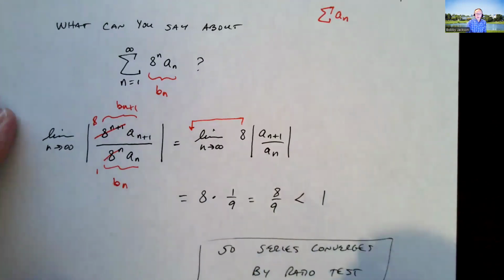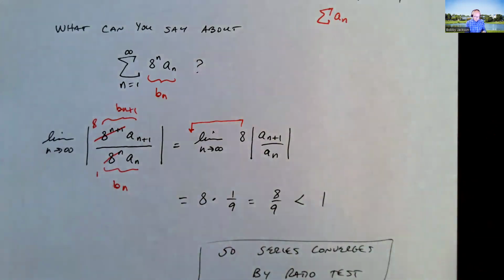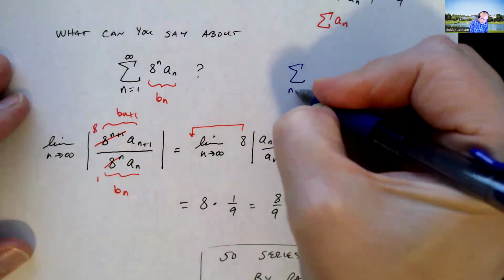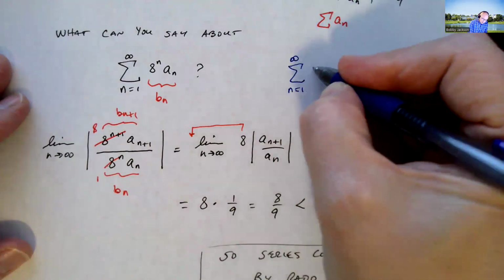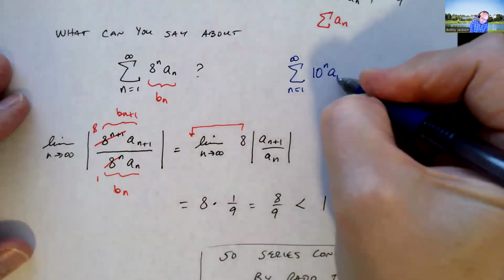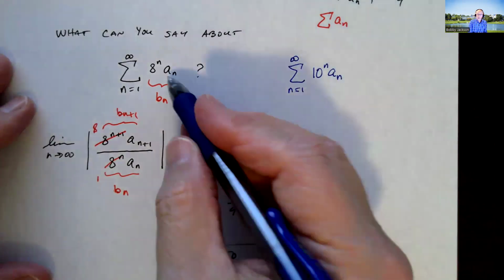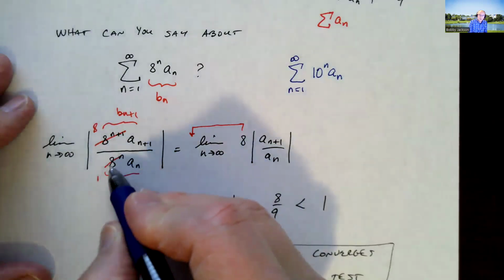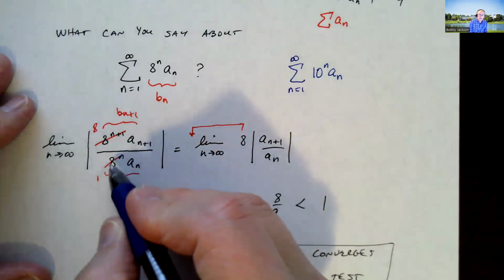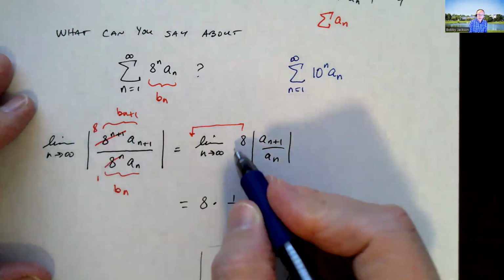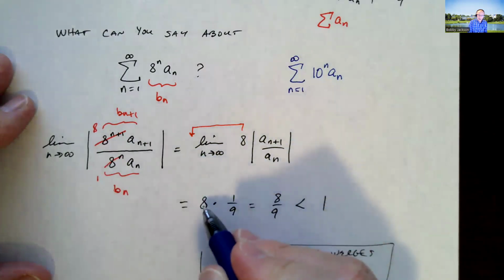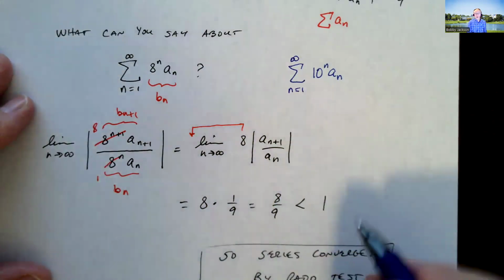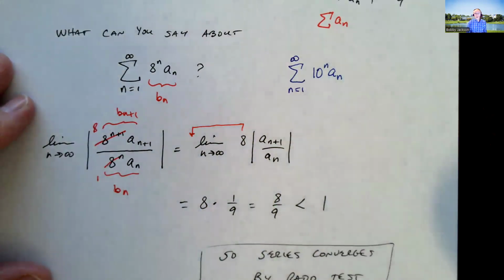Okay. Now, think about this. What if your series, instead of 8 to the n, was the summation n equal 1 to infinity of 10 to the n a sub n? Just a slight change here. Notice what's going to happen. Instead of 8 to the n plus 1 over 8 to the n, I'll have 10 to the n plus 1 over 10 to the n. I'll have a 10 here, and that 10 will come out, times 1/9 again. Then I would get 10/9, which is greater than 1. So we know this series would be divergent.